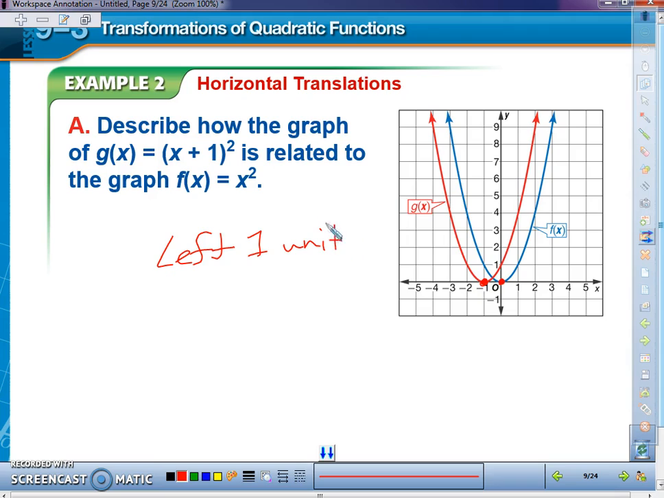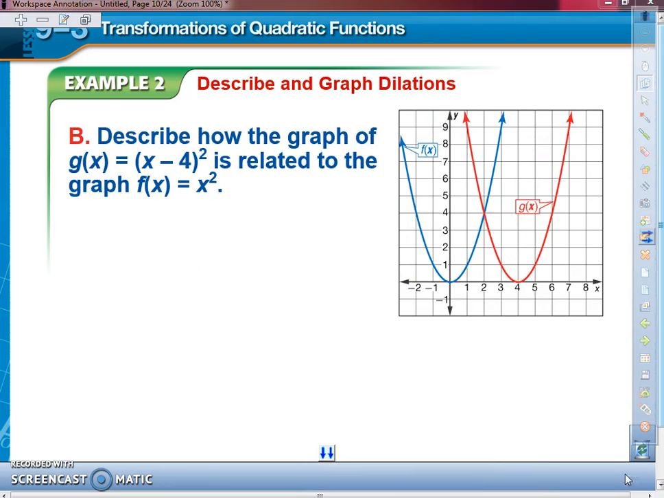All right? So if you look, here's the 1, and you just got to know that it's translated that direction one time. It really has to do with when you FOIL this out, we get a y-intercept of 1 right there. And that's why it's got to move over to the left.